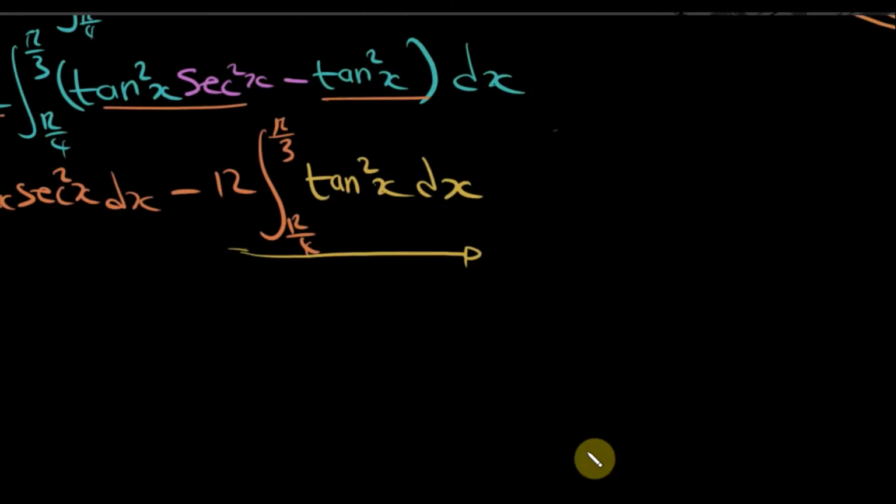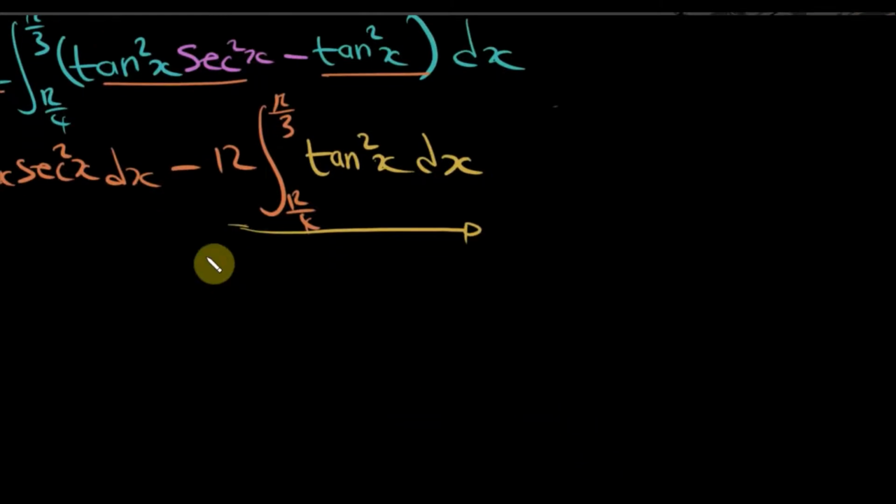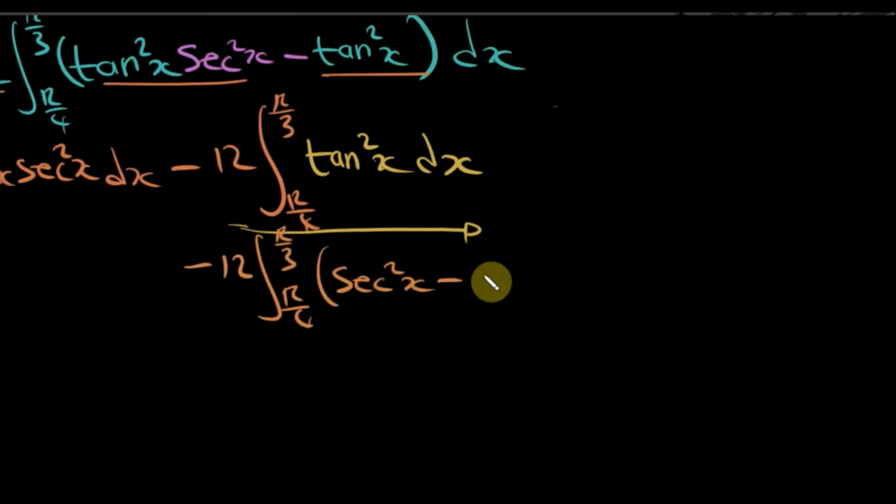So we can just say, okay, minus 12 integral pi over 4 to pi over 3. Note, we haven't done anything yet with the integral. We haven't integrated yet. All we are doing is simplifying this into an expression that we can easily integrate so that we can carry out our integration. Okay, now we have this.